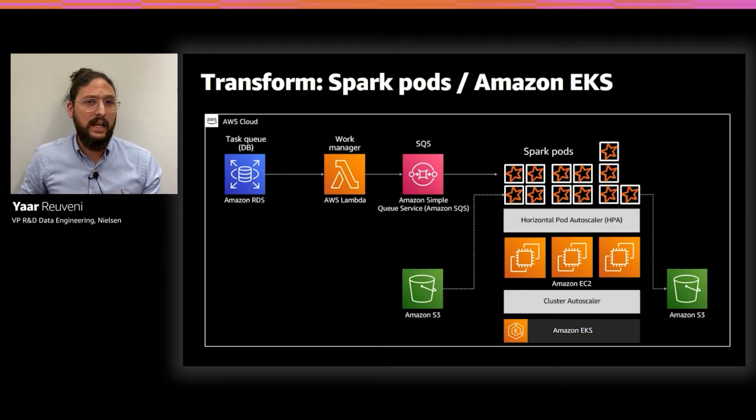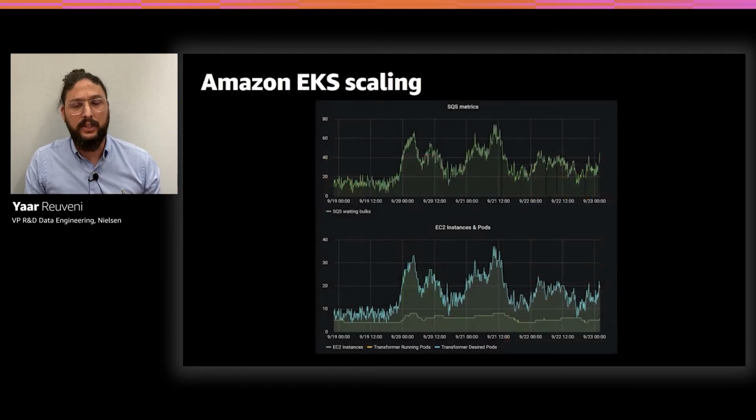Now, as for autoscaling, we are using two autoscaling layers in Kubernetes. We are using the horizontal pod autoscaler for spinning the Spark pods up and down, and we're using the cluster autoscaler to control how the cluster EC2 nodes scale. Okay, let's take a look at our autoscaling in action. The important thing about autoscaling is choosing the right metric to scale upon. And we are using the number of tasks we have in our SQS.